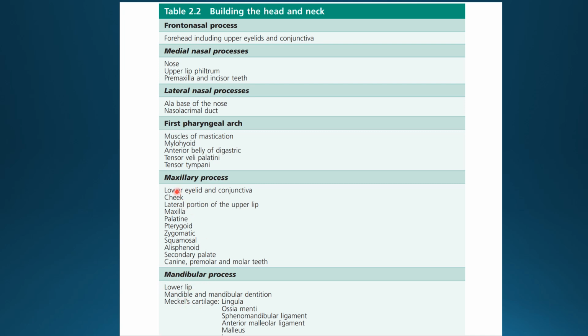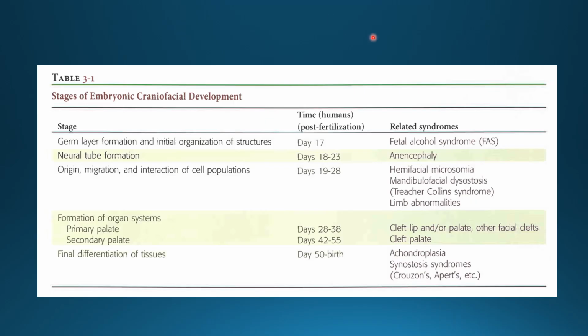This is the same table that was at the beginning of the lecture, but you can see here the 5 different stages of the craniofacial development, and you can see any problem that arises during these days or these weeks. You can see the syndromes that are associated with it. As we said, the most common one is the cleft lip and palate.